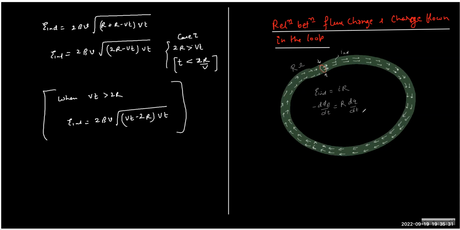So we would like to relate these two, and you can clearly see the dt gets cancelled. So you can say the flux in the loop is basically R into dq. And if we integrate, because we just want the values, we can say delta q equals mod of delta phi.